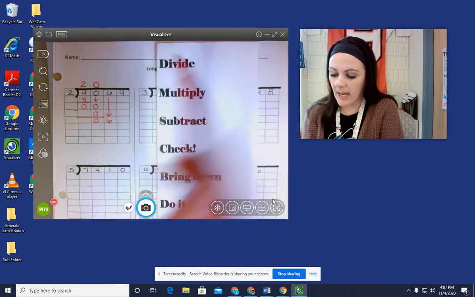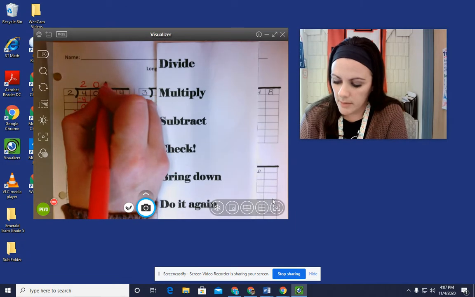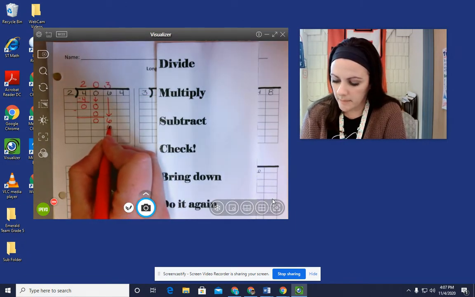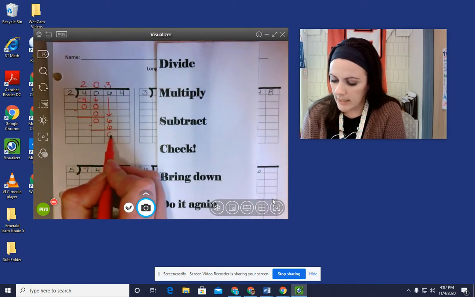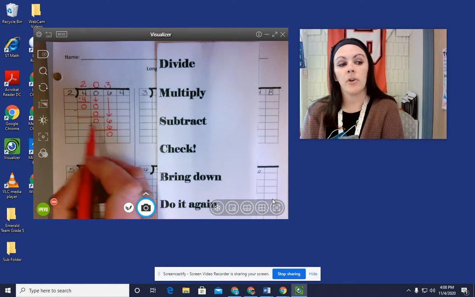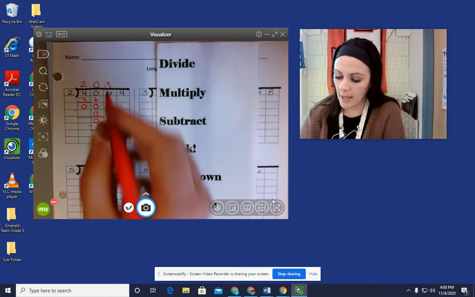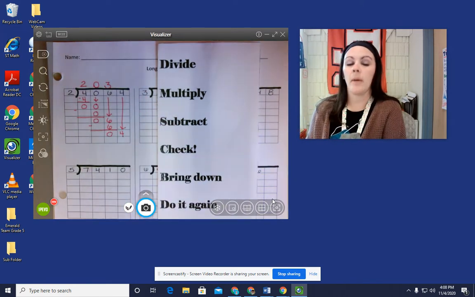I'm back to my divide step. 2 goes into 6 3 times. 2 times 3 is 6. I'm going to subtract. 6 minus 6 is 0. 0 is less than 2, so I'm okay to keep going. I'm going to bring down my final digit. It's a 4. And now I'm going to do it all again.